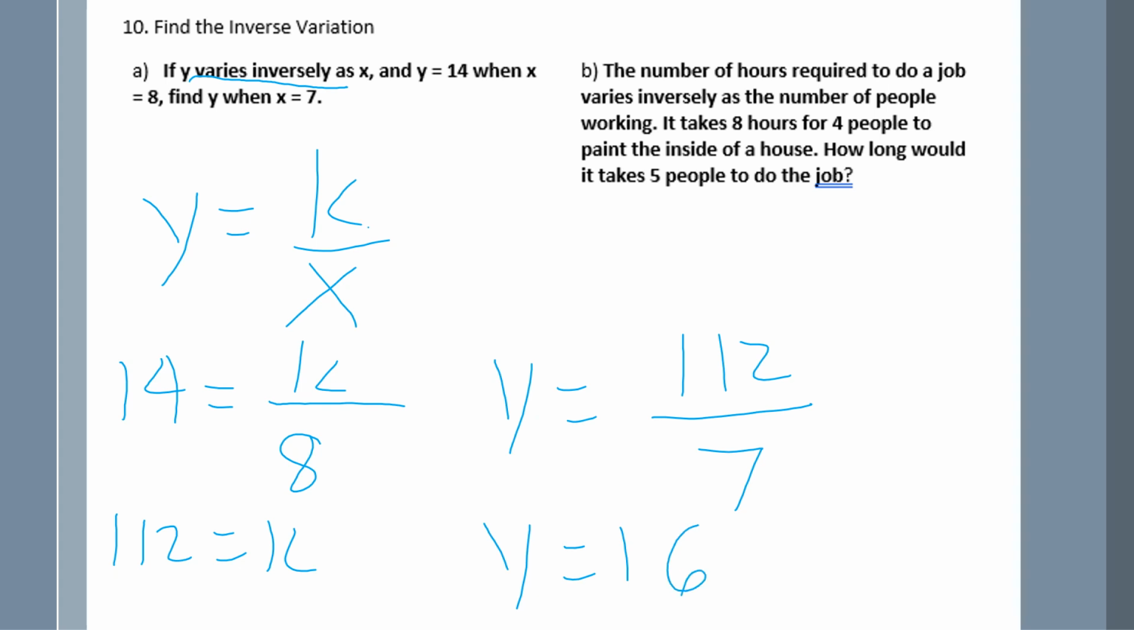And that's essentially all you're doing for those kind of problems. You are multiplying, then dividing. Because those are very simplistic and very easy going, I'm not going to do the rest of them. So B, you could figure that one out on your own because all you're doing is multiplying and dividing. Anytime you see the word varies inversely, multiply and divide. Just what we did.